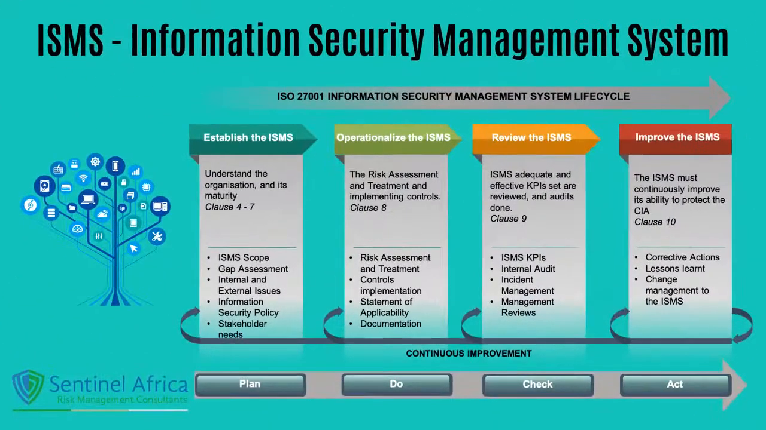Now, with the ISMS, when it comes to the implementation, we can always break it down into the four phases known as the plan, do, check, act phases. So in the plan phase, you're looking at the establishment of the ISMS. And here you're mostly concerning yourself with what the organization does, what its internal and external issues are, who the stakeholders are, and how they contribute towards the organization. So here you're looking at carrying out a gap assessment and then writing up an information security policy so that at the beginning you have a roadmap.